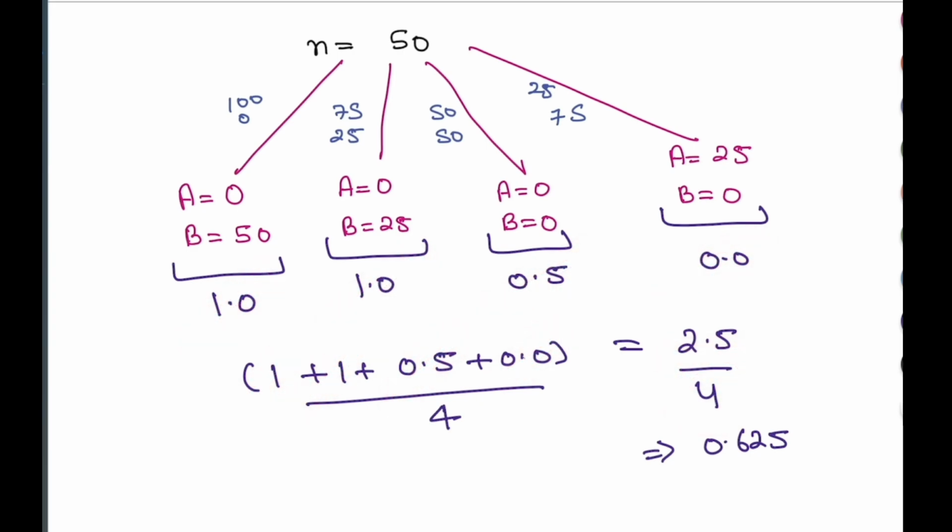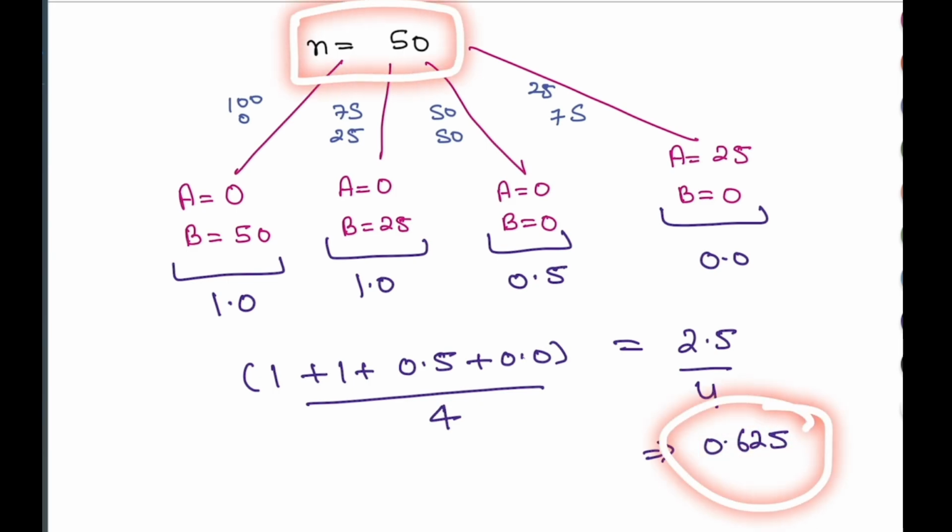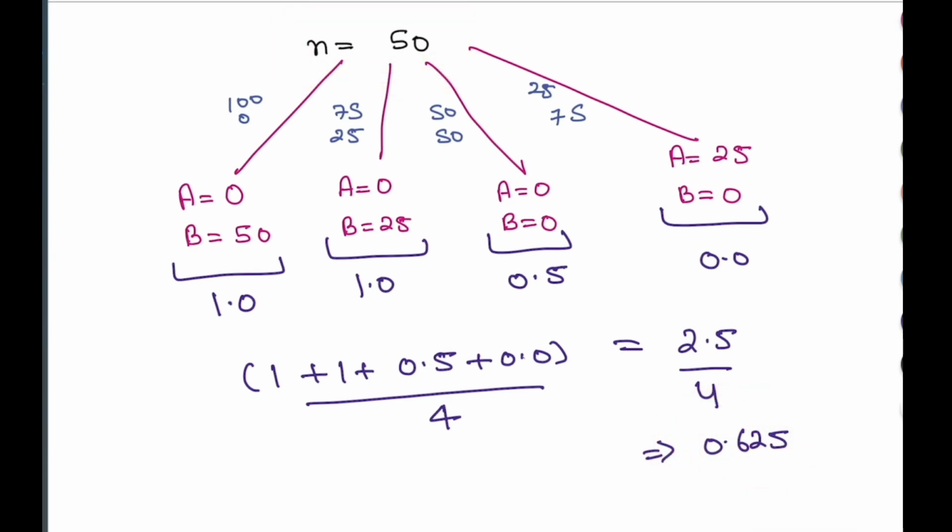It will be equal to 0.625. This is going to be our final answer for n is equal to 50, because our process has stopped anytime any event happens, right? Because either A is going to be 0 or B is going to be 0. So for n equal to 50, the probability that A will be equal to 0, that is the capacity of A will be fully used, will be equal to 0.625.